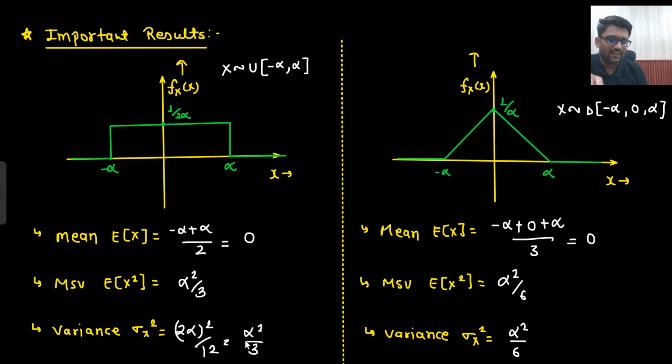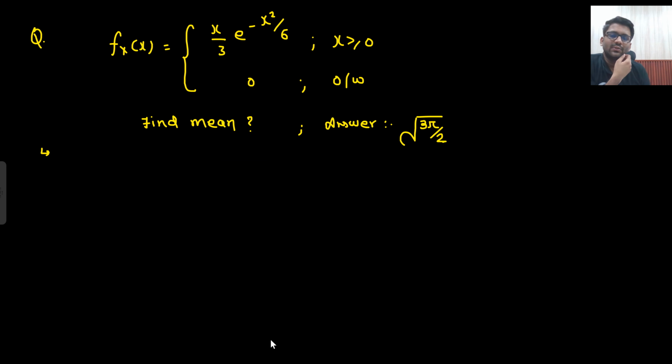Here I am getting alpha square by 3 as the answer. Here just half of the answer would be there, alpha square by 6. And since the mean is 0, the mean square value and variance would be the same. There you go. All good? All fine? Let's go to this question.